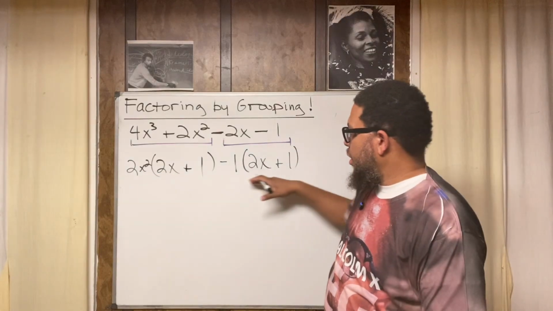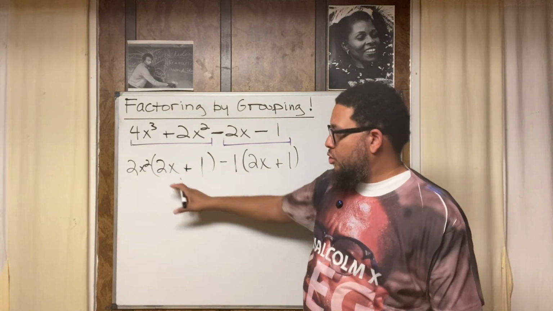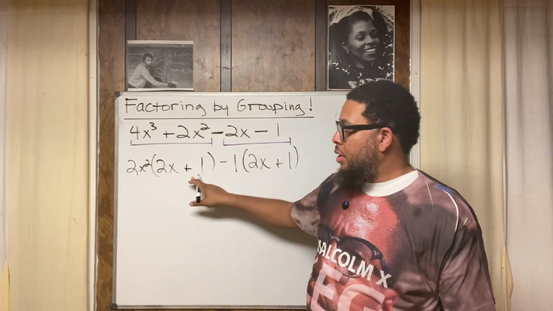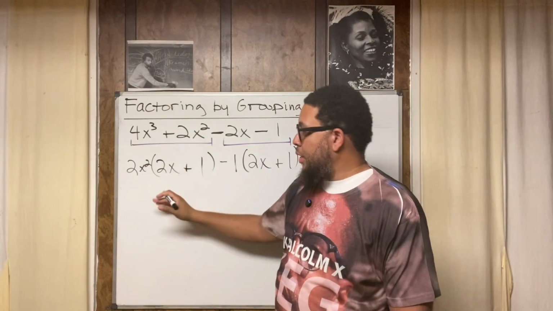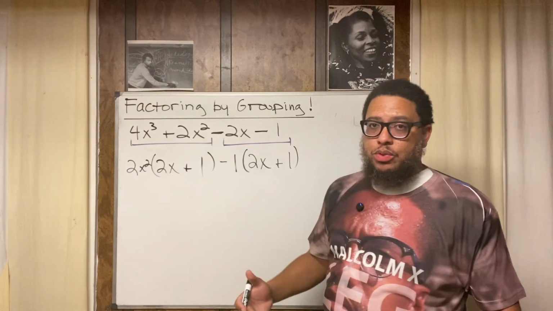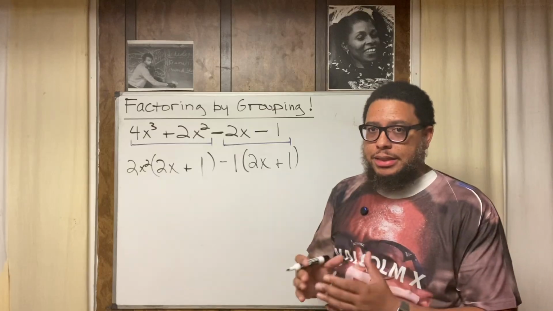So right now, this is a binomial basically. I know it might not look like it, because 2x plus 1 looks like a binomial, right? 4x cubed plus 2x squared by itself looks like a binomial. This don't look like a binomial, but it is one. Why? Because what I tell you, terms are separated by plus and minus signs.